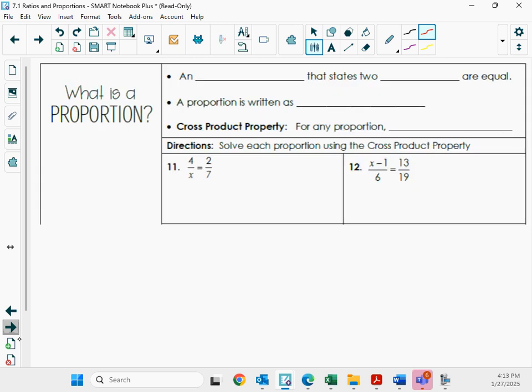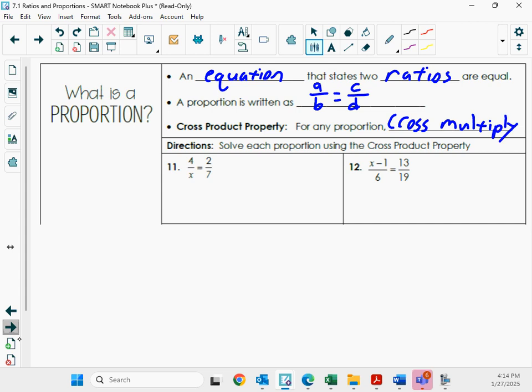Now let's look at proportions. And actually, that part over total, that was an example of a proportion. A proportion is an equation that states two ratios are equal. So a proportion is exactly what we just had. A over B equals C over D. And for any proportion, you can cross multiply. That's what we just did, multiplying across. So let's cross multiply here.